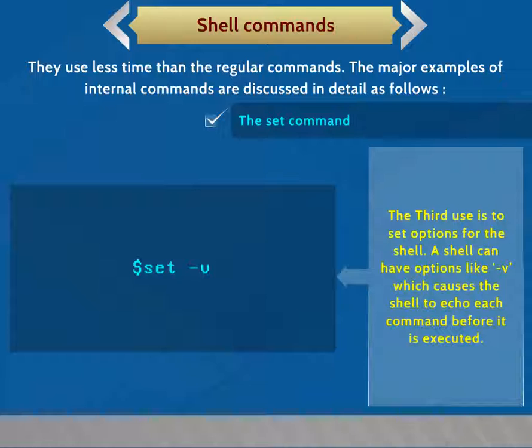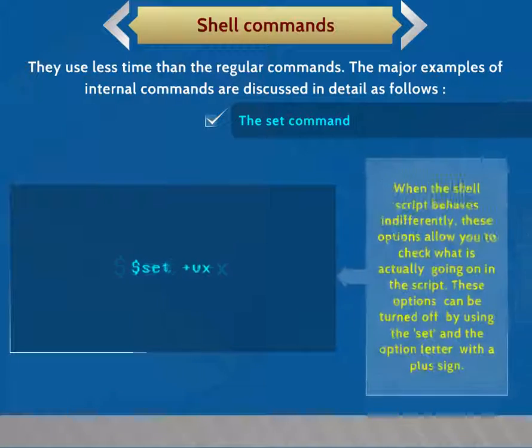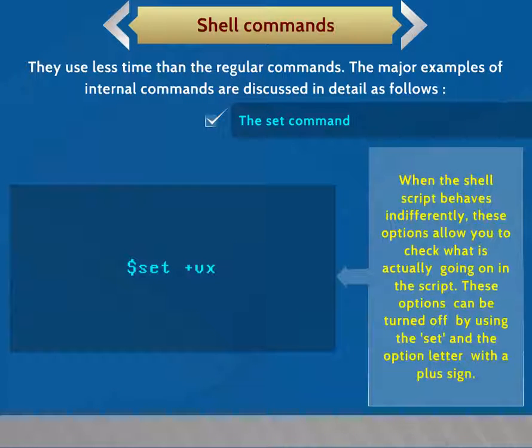The third use is to set options for the shell. A shell can have options like v, which causes the shell to echo each command before it is executed. The x option is similar to v, except that it also shows the substitutions the shell makes of the variables. The X option acts as a debugging tool for shell scripts. When the shell script behaves indifferently, these options allow you to check what is actually going on in the script. These options can be turned off by using the set and the option letter with a plus sign.